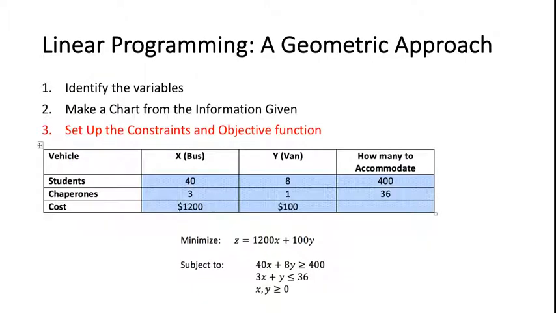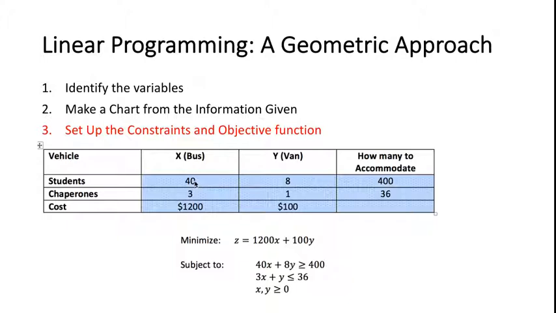Okay, next step is to set up the constraints and the objective function. The objective function, remember, is we're minimizing. The question asks, what are the minimal transportation costs? So we're minimizing the cost. It's $1,200 for each bus and $100 for each van. So Z is equal to 1,200X plus 100Y. We want to find the smallest value of Z.